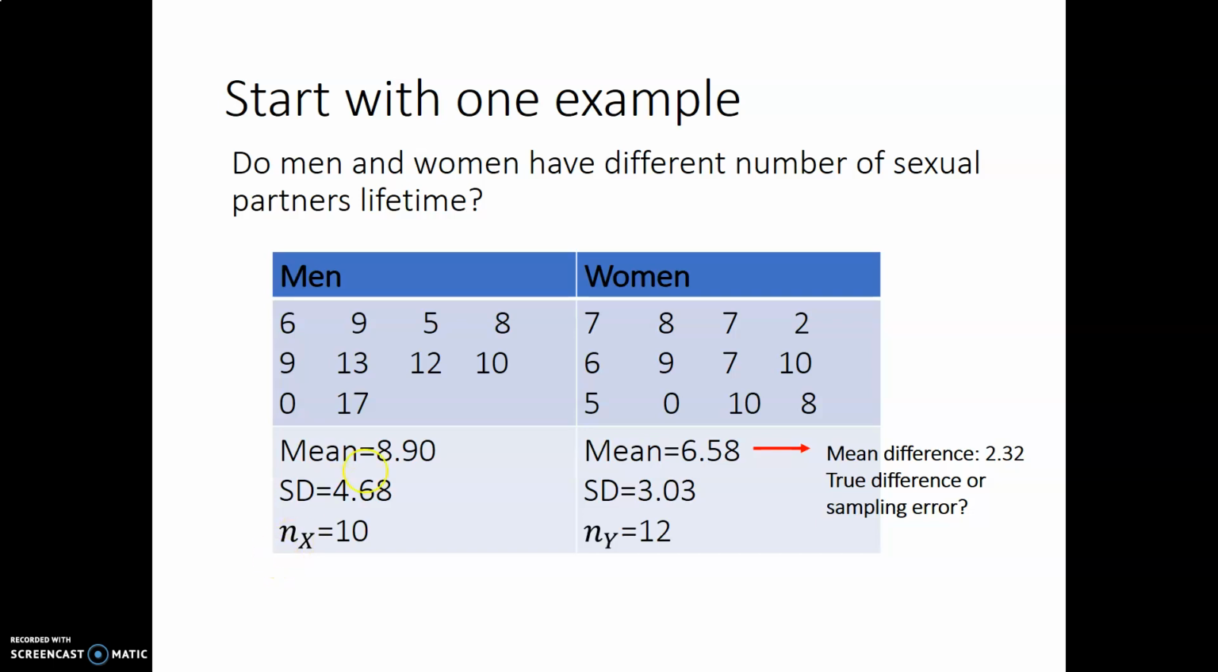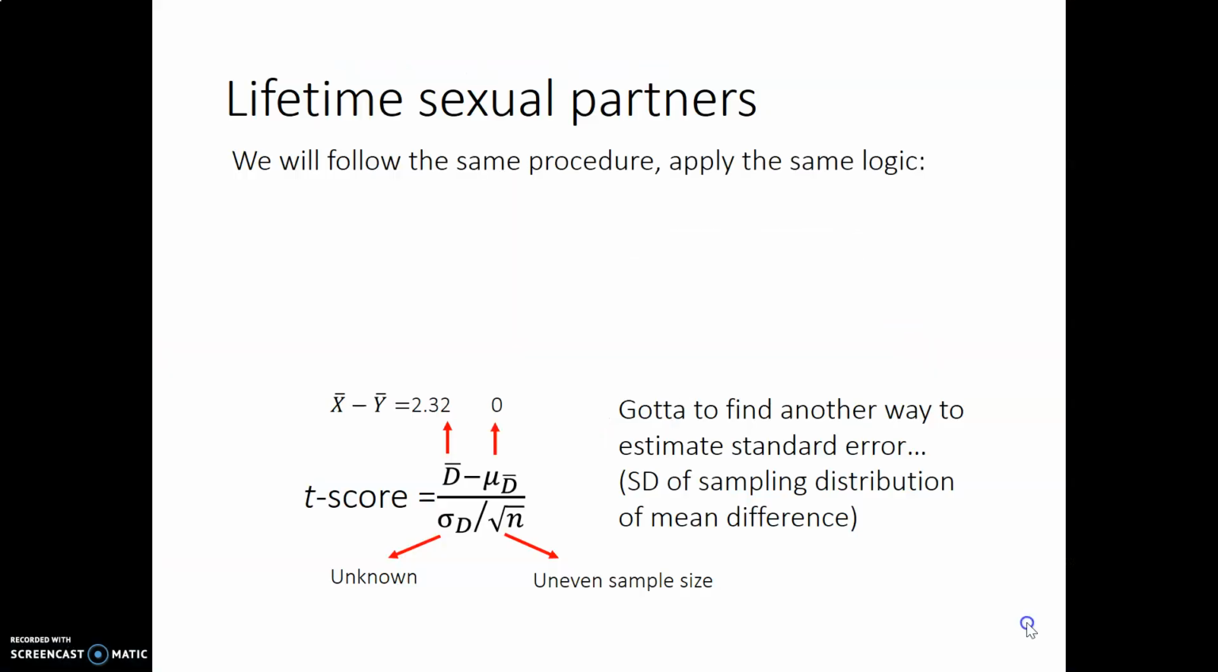Okay, so here we have 10 men and 12 women, and we want to compare this observed mean difference. Is it a true difference, or is it sampling error or observation error? We're going to follow the same logic as the repeated or related t-test we discussed last week. First, we create a new data set of the differences between men and women.